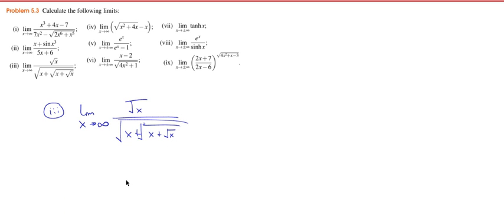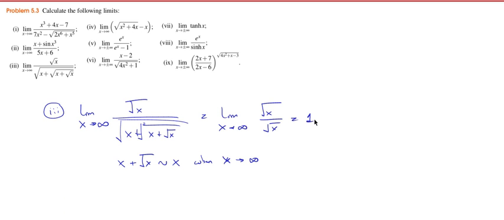But again, x plus the square root of x is asymptotically equivalent to x, when x is going to infinity. But then here again you can apply the same argument. So this x plus the square root of x is asymptotically equivalent to x. So then you have the limit when x goes to infinity of the square root of x divided by the square root of x, which is 1. Okay?